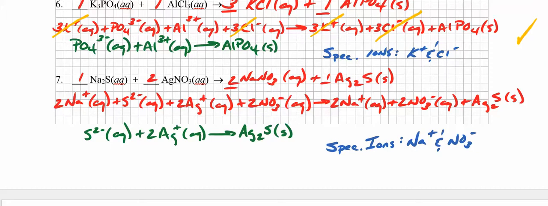Let's go to the right-hand side now. We've got 2 Na plus, that's aqueous, plus 2 NO3-, also aqueous. Leave the silver sulfide alone. It's a solid. Ag2S is a solid. Just leave it alone. Let's look for spectator ions. We've got 2 Na+ on the left, so we've got 2 Na+ on the right. We've got 2 NO3- on the left and 2 NO3- on the right. And so we'll ask ourselves what is left. We've got S2- aqueous plus 2 Ag plus aqueous on the left-hand side. What's left on the right-hand side? Ag2S, the solid. That'll do it for the last one.